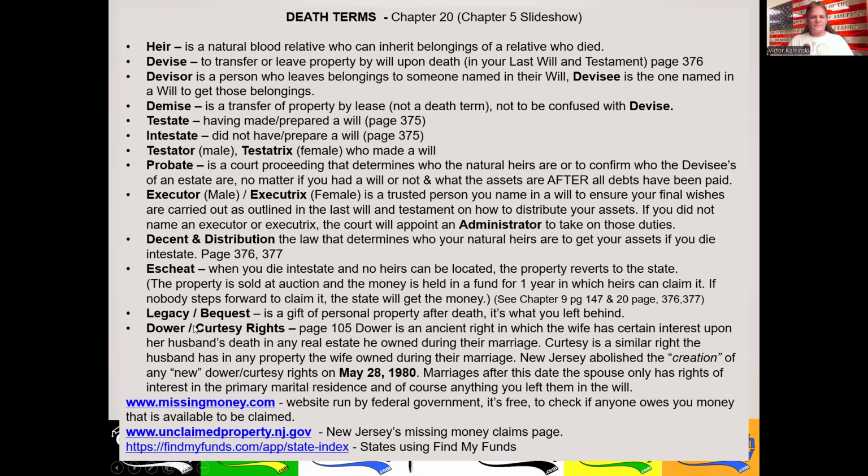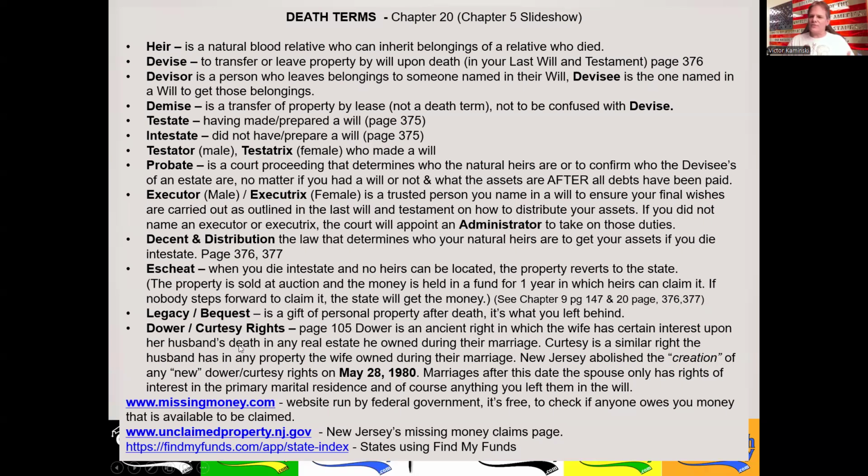A legacy is your personal assets and property that you've amassed during your lifetime. That's your legacy. Bequests is your wishes on who you wish to get it. I bequeath to thee my vast fortune of $4 in my bank account, for example.